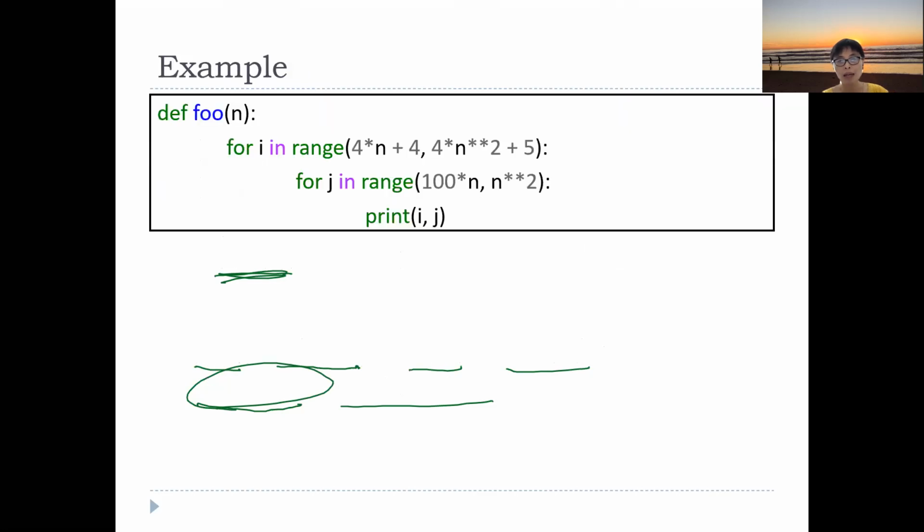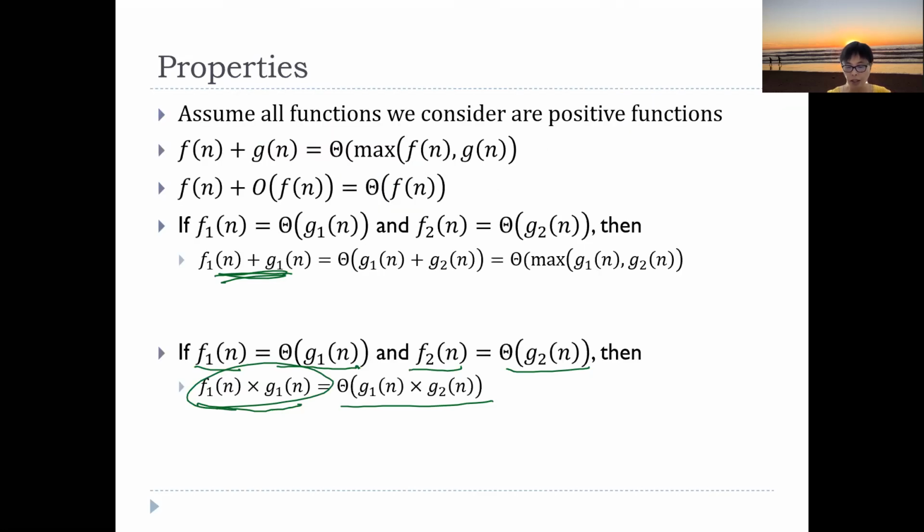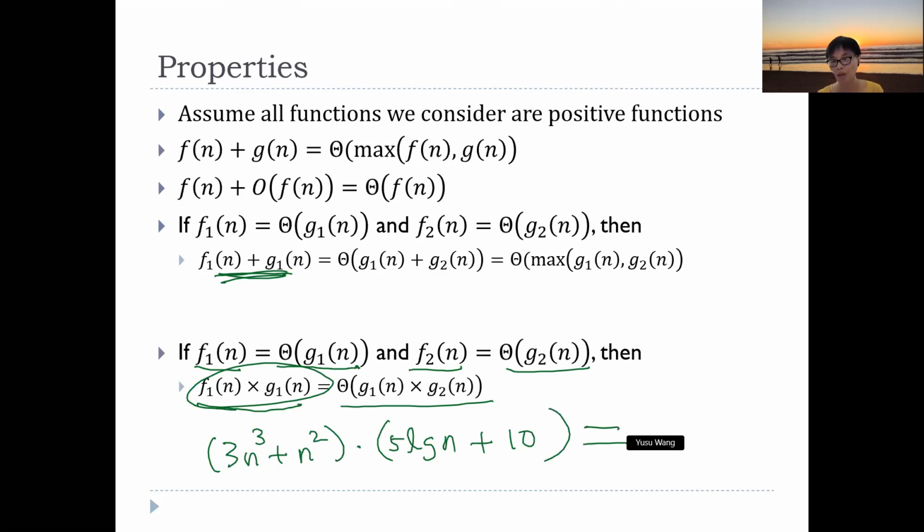This means that if I give you a complicated function, then I can use this to simplify. So just an example, let's say that I have the following: 3n cubed plus n squared times log m plus 10. So I say simplify this function to be as simple as possible. You don't want to multiply them out and then do this.